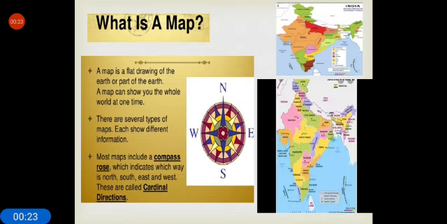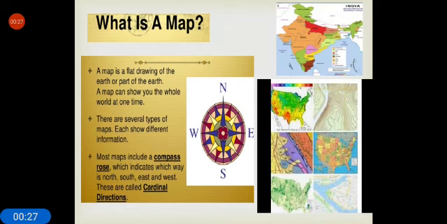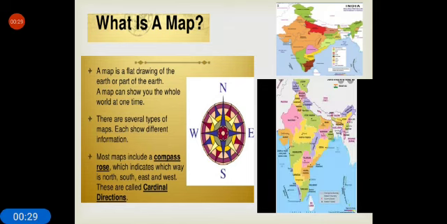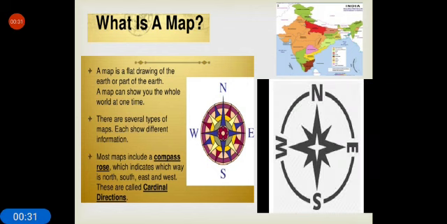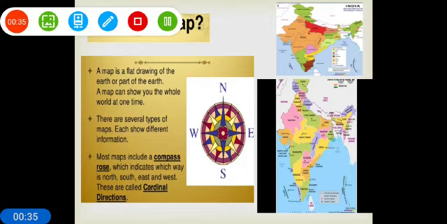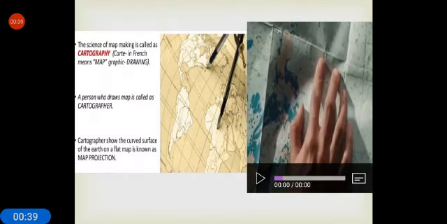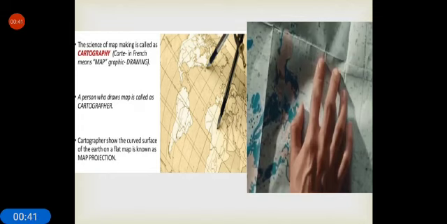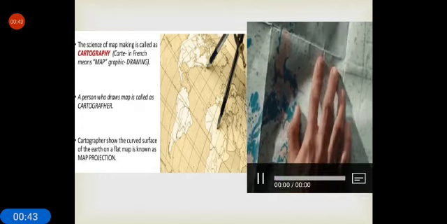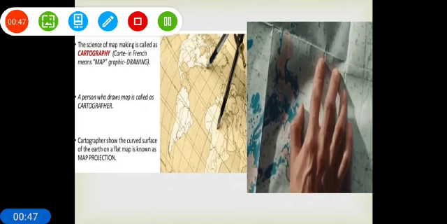A map can show you the whole world at one time. There are several types of maps, each showing different information. Most maps include a compass rose which indicates which way is north, south, east and west. These are called cardinal directions. The science of map making is called cartography. A person who draws a map is called a cartographer. Showing the curved surface of the earth on a flat map is known as map projection.